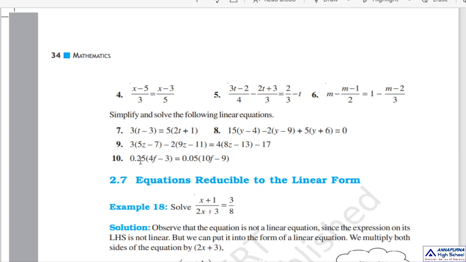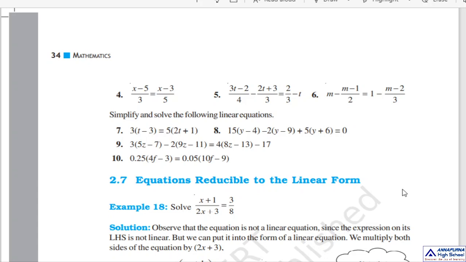In the 10th one, decimals are there already. I have already explained these equations in the Google Meet section. Let's try it on your own. In case anyone missed how to solve these equations in the Google Meet section, just follow this video and watch this video 2 or 3 times. Then you can easily understand how to solve linear equations.